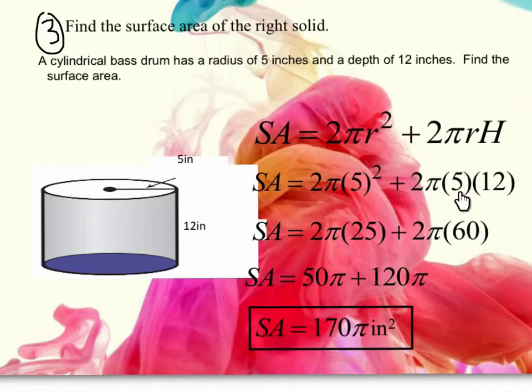r now is 5 for the radius. The height is 12. We multiply. Don't forget to do exponents first. Then we combine like terms, which is just pi, and it's 170 pi, and you can also find a decimal by multiplying 170 by pi.